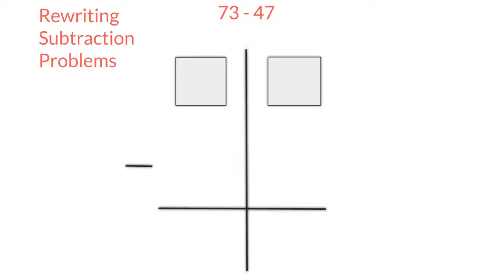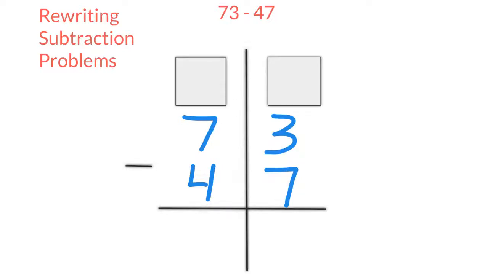So let's start. How I like to do it is take our first number, the larger number 73, and we know the larger number always needs to go at the top. So that shows me 7 tens and 3 ones. Now I'm subtracting 47 from that. The 4 is going to line up with the 7, and the 7 in the ones place is going to line up with the 3.